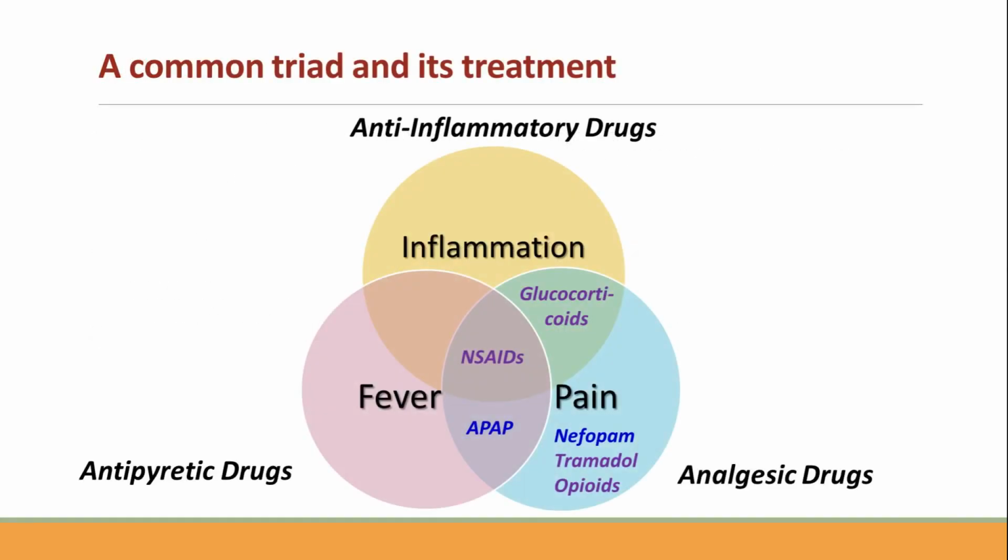Very often, inflammation, pain and fever go hand in hand as part of the pathogenesis of a disease. Hence, we need drugs with anti-inflammatory, analgesic and antipyretic effects in many conditions, to reduce inflammation, pain and fever. The non-steroidal anti-inflammatory drugs are the only example that can reduce all three.